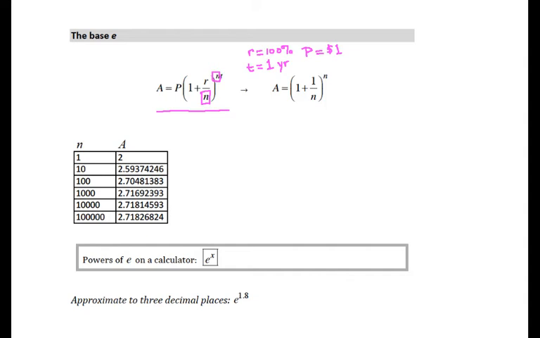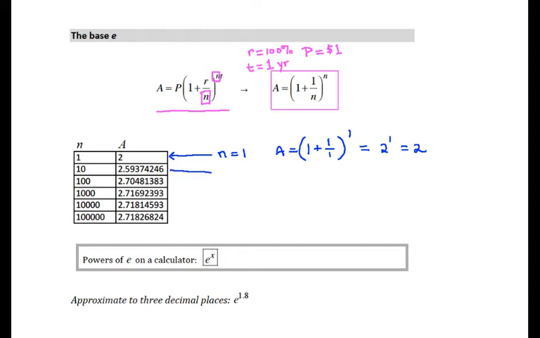So we're going to look at this expression here: 1 plus 1 over n to the power n, and let n increase. So the number of compoundings per year is increasing. Just looking at n equals 1, we could see that A would be equal to 1 plus 1 over 1 to the 1. So very quickly we see that that's 2 to the power 1, which is simply 2, right?